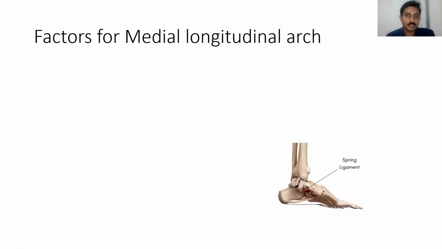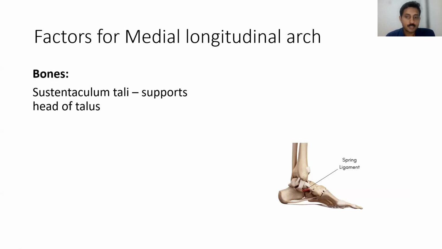Now, you should know some factors for the medial arch. What do you mean by factors? This arch is kept like this, so this arch should be in its position by means of certain factors, other than the main bony components. What are the factors? Bones. Sustentaculum tali. What is this? In a calcaneus bone, we have a shelf-like projection that is called sustentaculum tali, which supports the head of the talus. Sustentaculum tali is a part of calcaneum bone.